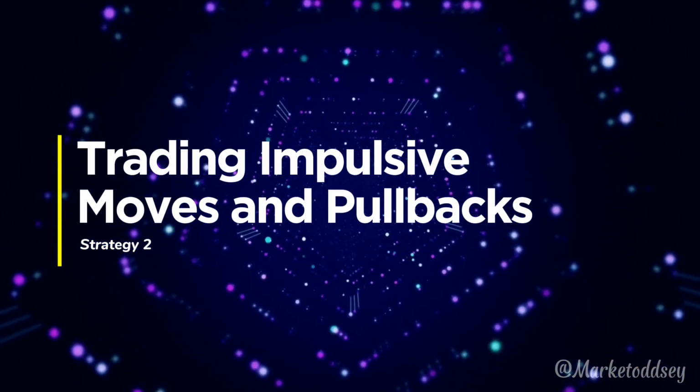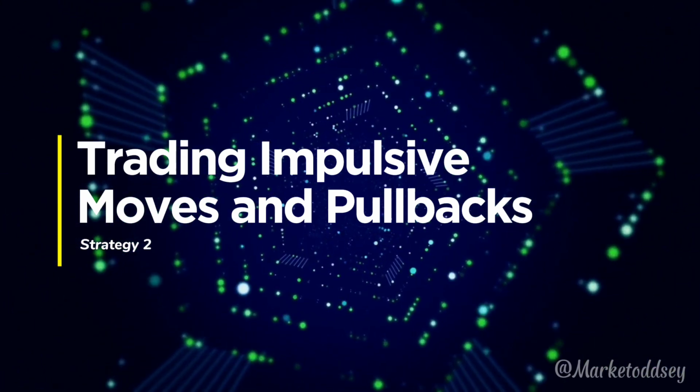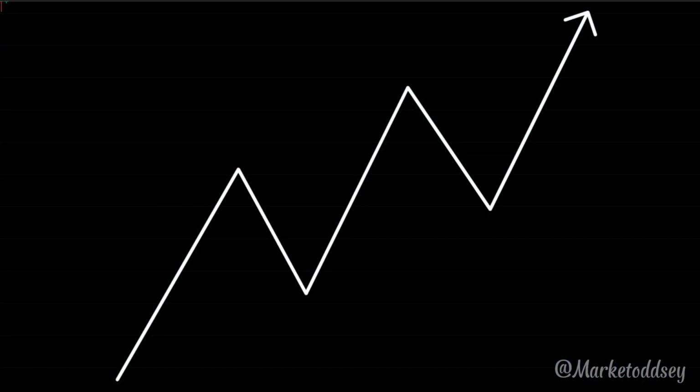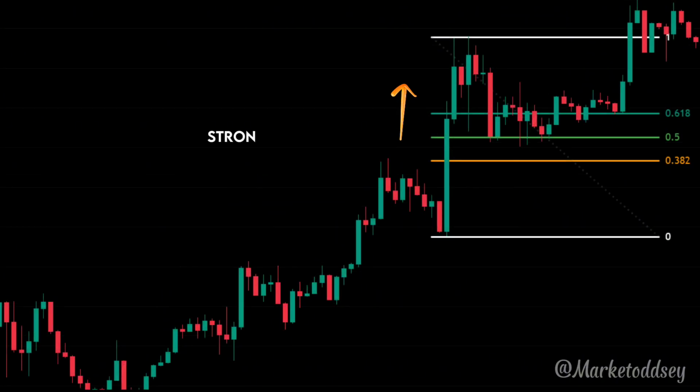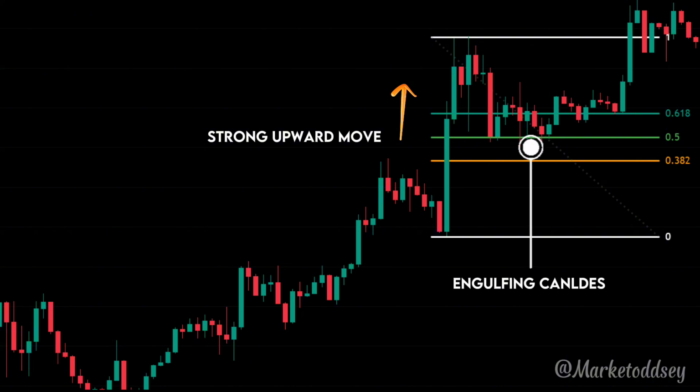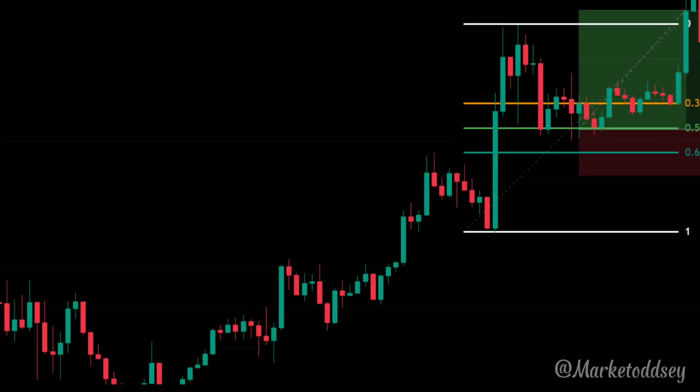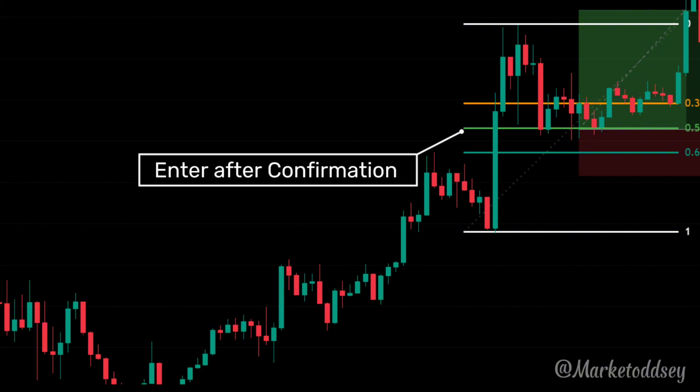Strategy 2. Trading impulsive moves and pullbacks. Markets move in waves. Impulsive surges are followed by pullbacks. Your goal is to enter at the end of a pullback, just as the next impulsive wave begins. Here's how Fibonacci helps. In an uptrend, after a strong upward move, prices retrace. Draw Fibonacci from the swing low to swing high. Look for bullish reversal signals, e.g., candlestick patterns, volume spikes, near the golden zone. Enter long, placing a stop loss below the 0.618 level.